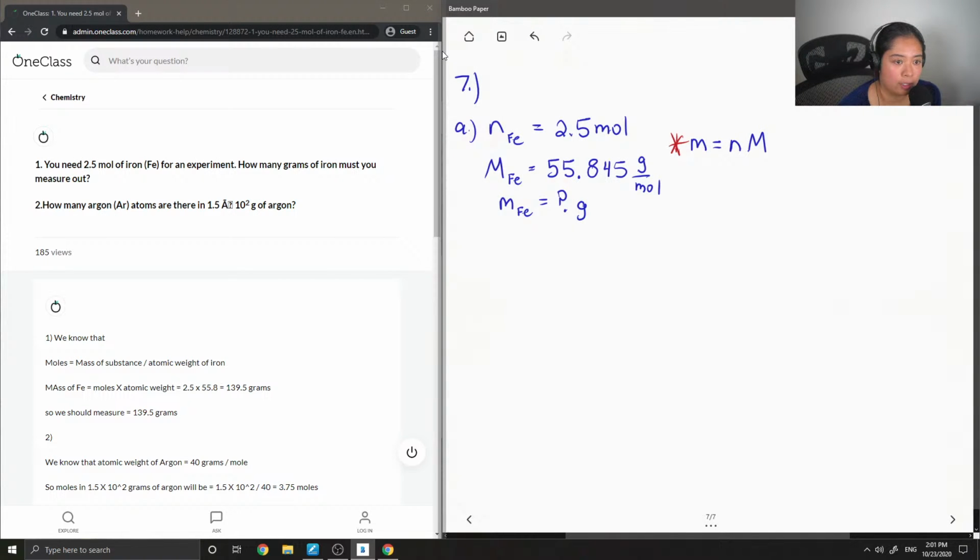Okay, so let me write down these values. So all we have to do is multiply 2.5 moles by the molar mass of iron. Then we get a final answer of 139.6 grams of iron.